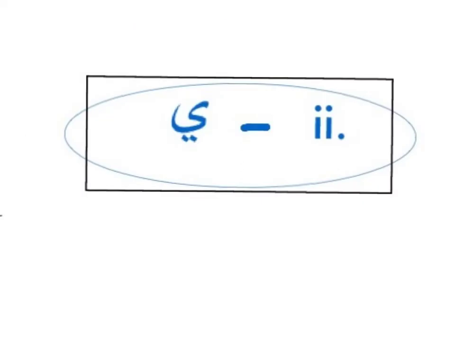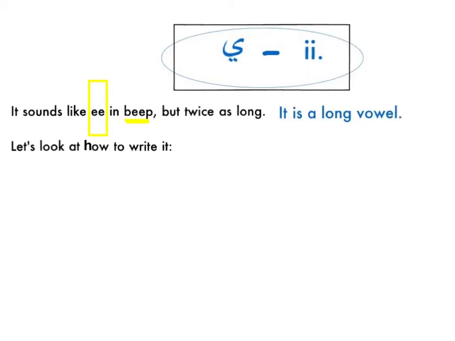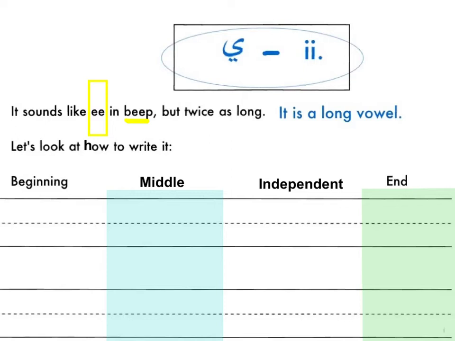The letter ya. Ya sounds like ee in beep, but twice as long. It's a long vowel. Let's look at how to write it. When ya is at the end of the word and it connects to the letter before it, it looks like this. As in beiti, which means my house.